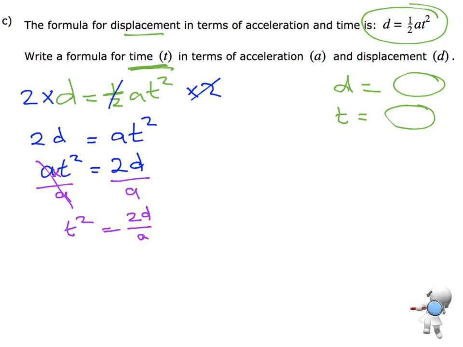Okay, we're nearly there. What I now want to do is get rid of the squared. Now the opposite of squared is a square root. So I need to take a square root on both sides of the equation. Now square root and squared will cancel, so that will leave me with a t equals. Now as soon as I take the square root, I need to do plus and minus the square root of 2d over a. And that's my answer.